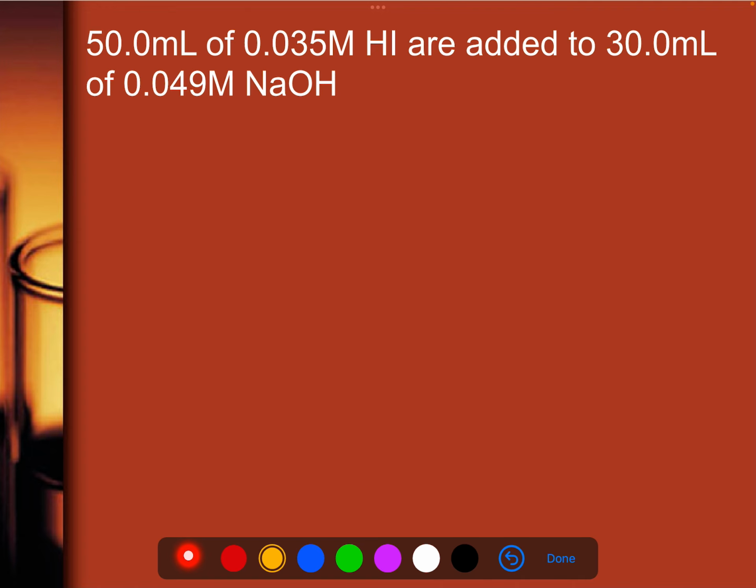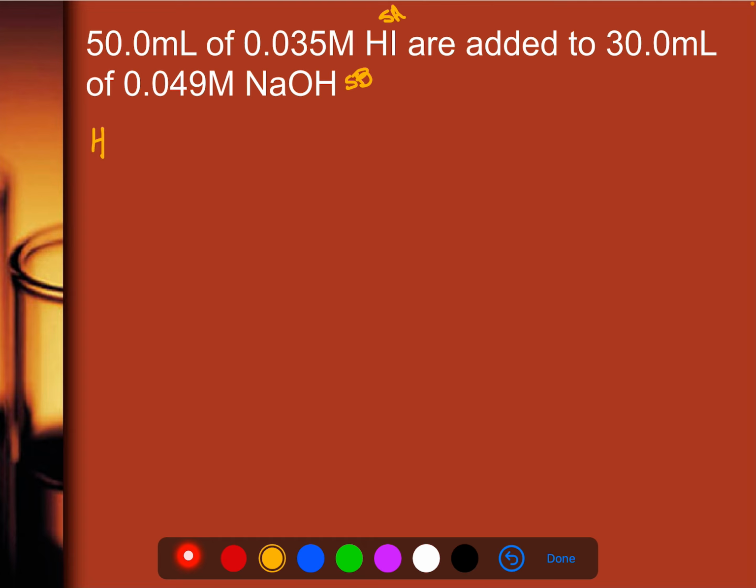Let's look at what happens when we encounter this one. So here we have 50 milliliters of a 0.035 molar hydroiodic acid added to 30 milliliters of a 0.049 molar sodium hydroxide. So hydroiodic acid is one of your strong acids. Sodium hydroxide is a strong base. So this is an example where we have the opposite solutions. We have an acid and a base.